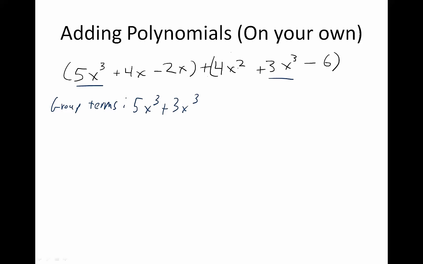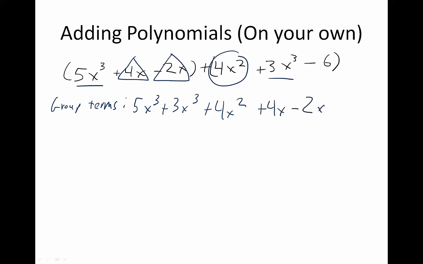And then I have a squared term here. Notice that I'm going in descending order of the powers. I don't have any other squared terms, so I'm just going to say plus 4x squared. Now I've got two x terms here and here. So that's plus 4x minus 2x. And then I've got one last term over there, the minus 6.